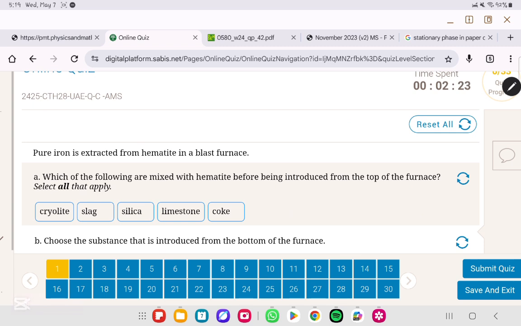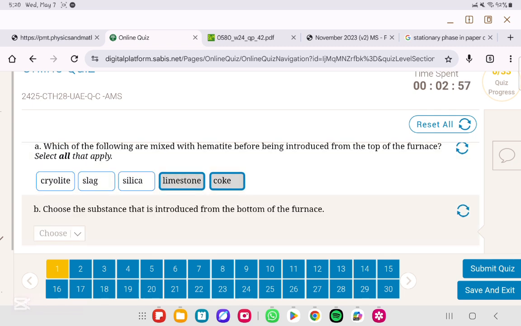Pure iron is extracted from hematite in a blast furnace. Which of the following are mixed with hematite before being introduced from the top of the furnace? Usually what you mix with hematite is limestone and coke. After introducing it from the top of the furnace, it will be mixed or introduced from the bottom of the furnace with hot air. Not only air, with hot air. Pay attention. You have hot air, limestone and coke. These are the first things: limestone, coke, hot air, and hematite.